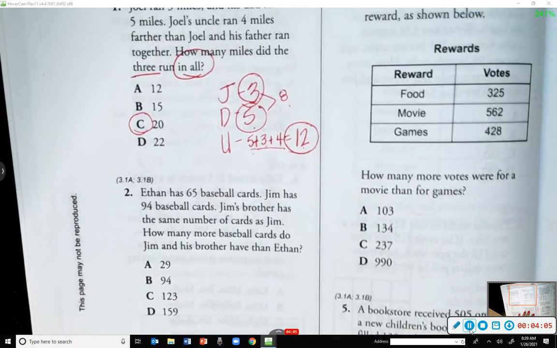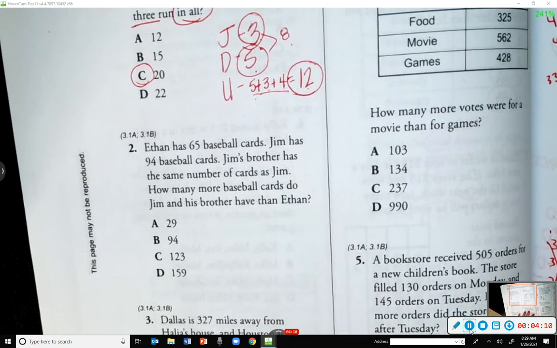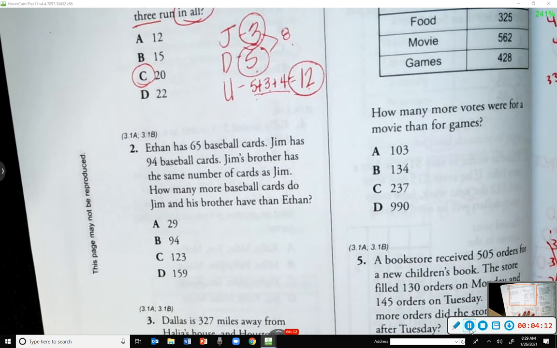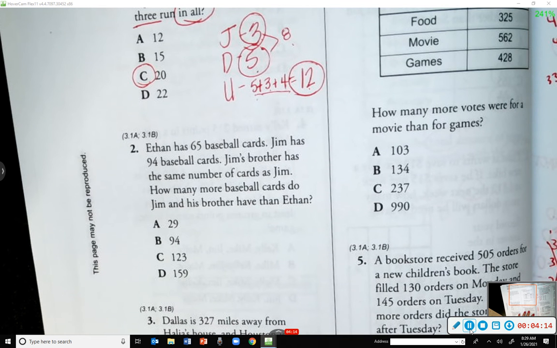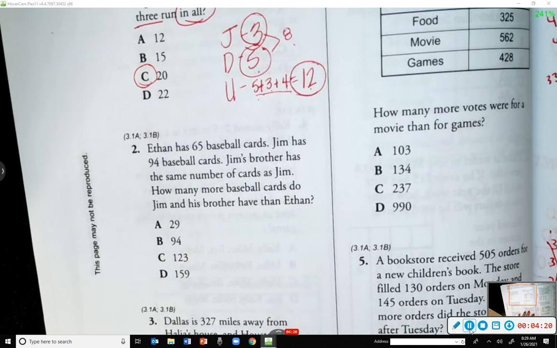So number 2. Hopefully they didn't trick you on this one. Ethan has 65 baseball cards. Jim has 94 baseball cards. Jim's brother has the same number of cards as Jim. How many more baseball cards do Jim and his brother have than Ethan?